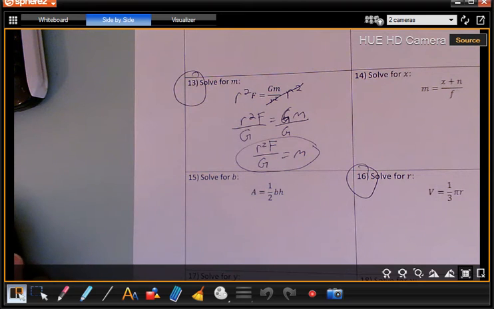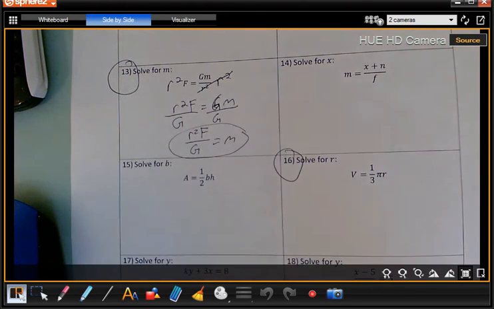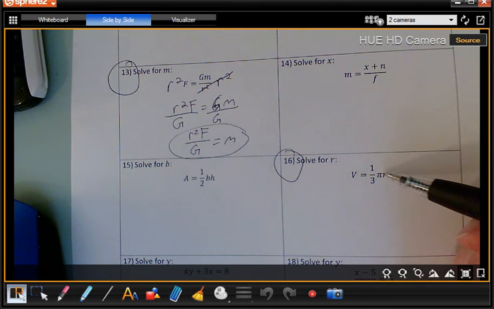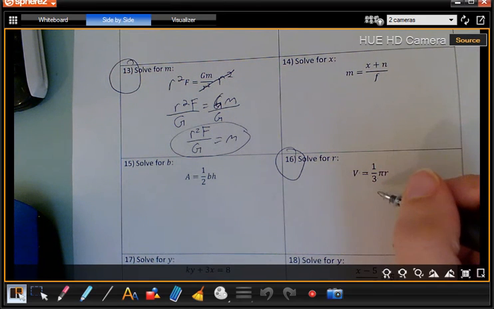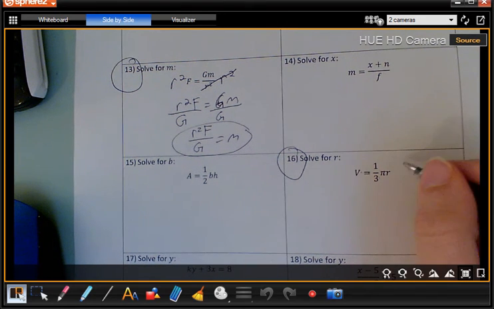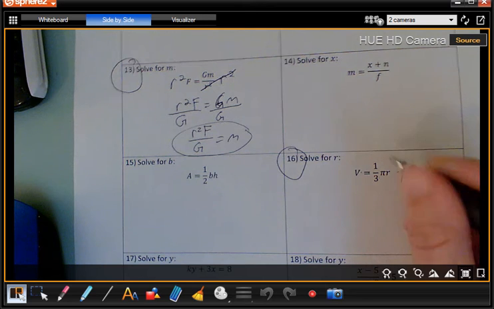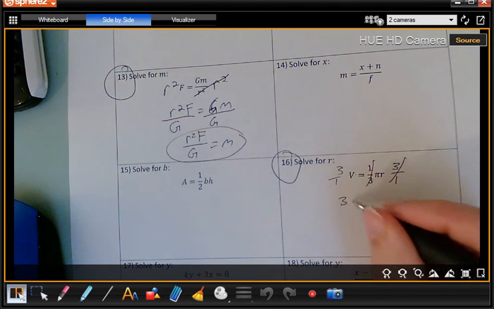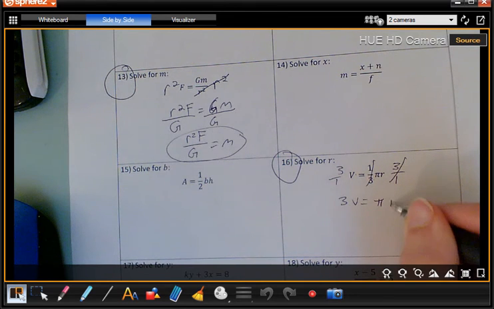We're going to do one more. We're going to look right here at 16. We've got v equals 1/3 pi r. So we're going to do this in parts. First, I'm going to get rid of 1/3. If we want to get rid of 1/3, we're going to multiply by its reciprocal, 3 over 1. And I'm going to get 3v equals pi r.